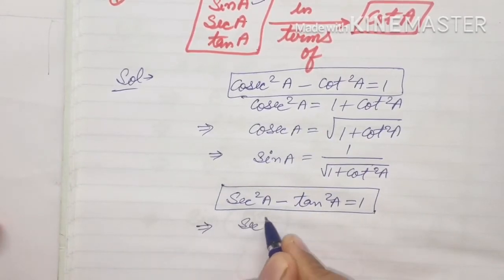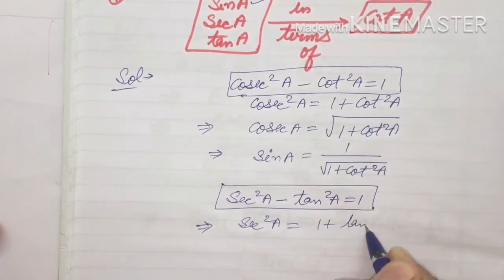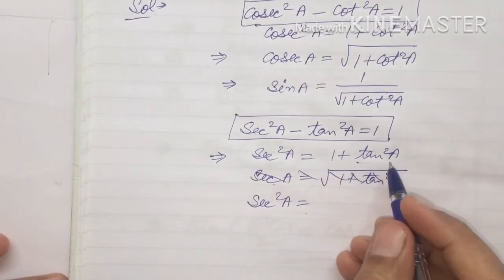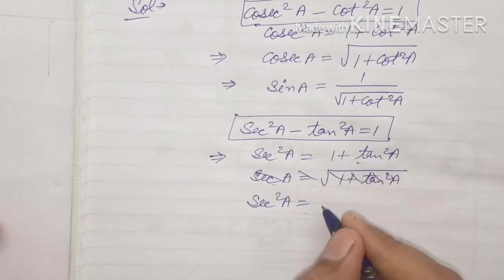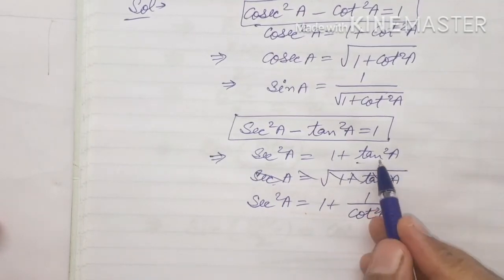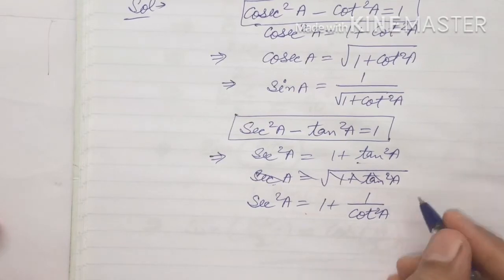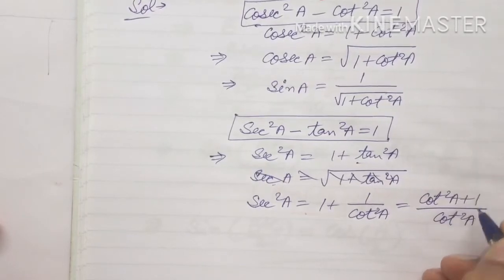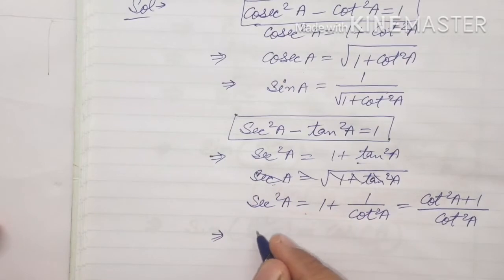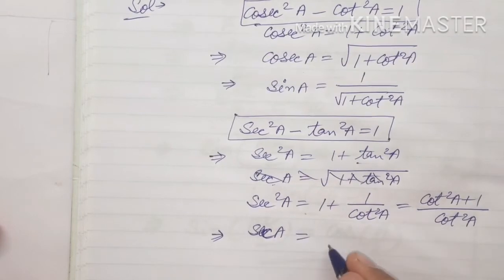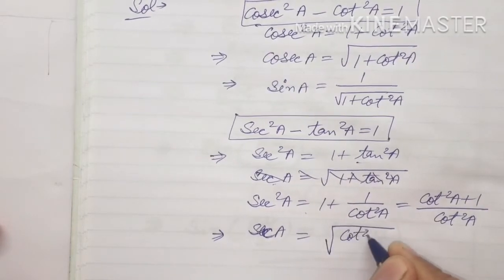From this we can write secant square A is equal to 1 plus tan square A. Because we have to change tan square A into cot square A, we want our answer in the cot form, so we can write tan square A is equal to 1 upon cot square A. We change this value into cot, so it will be 1 plus 1 upon cot square A, or after taking the LCM, cot square A plus 1 upon cot square A. If we want to find the value of secant A, the square will go to the other side and it will become root of cot square A plus 1 upon cot square A.